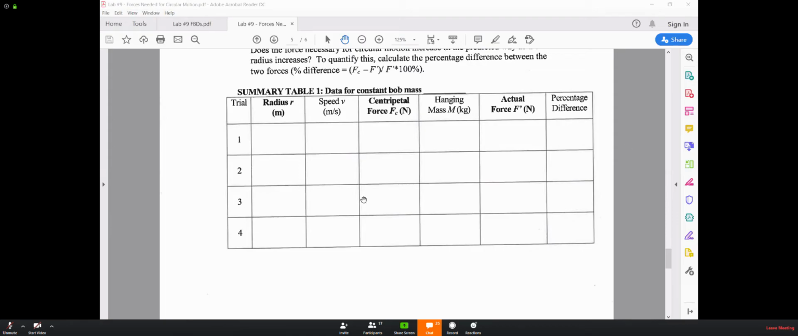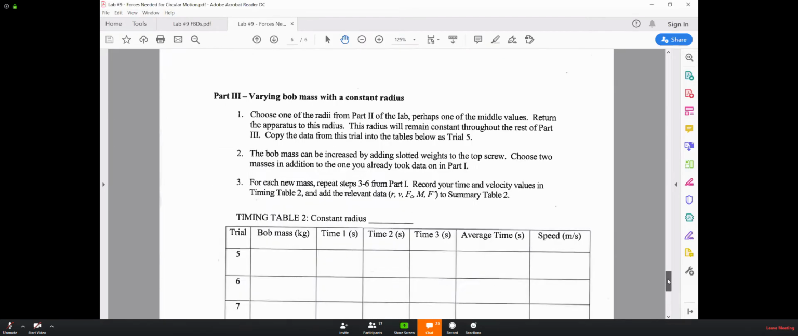In looking at this data table, there's really kind of a couple chunks to it. The first 3 columns are related: radius, speed, centripetal force. And then I'd almost put a heavy bold line right here to separate the table at this point, because hanging mass and actual force are very closely related. So these 2 are part of the stationary arrangement. The first 3 columns are the rotating arrangement, and the percent difference is to compare the stationary arrangement to the rotating arrangement.